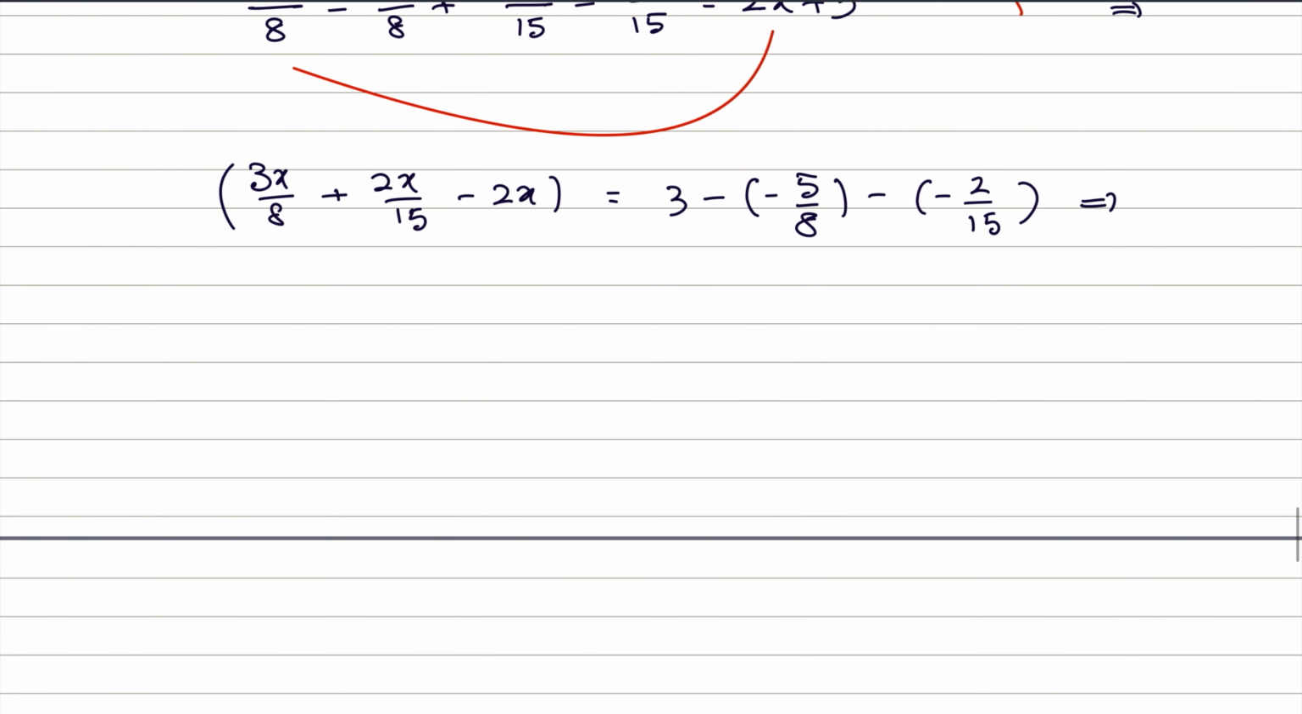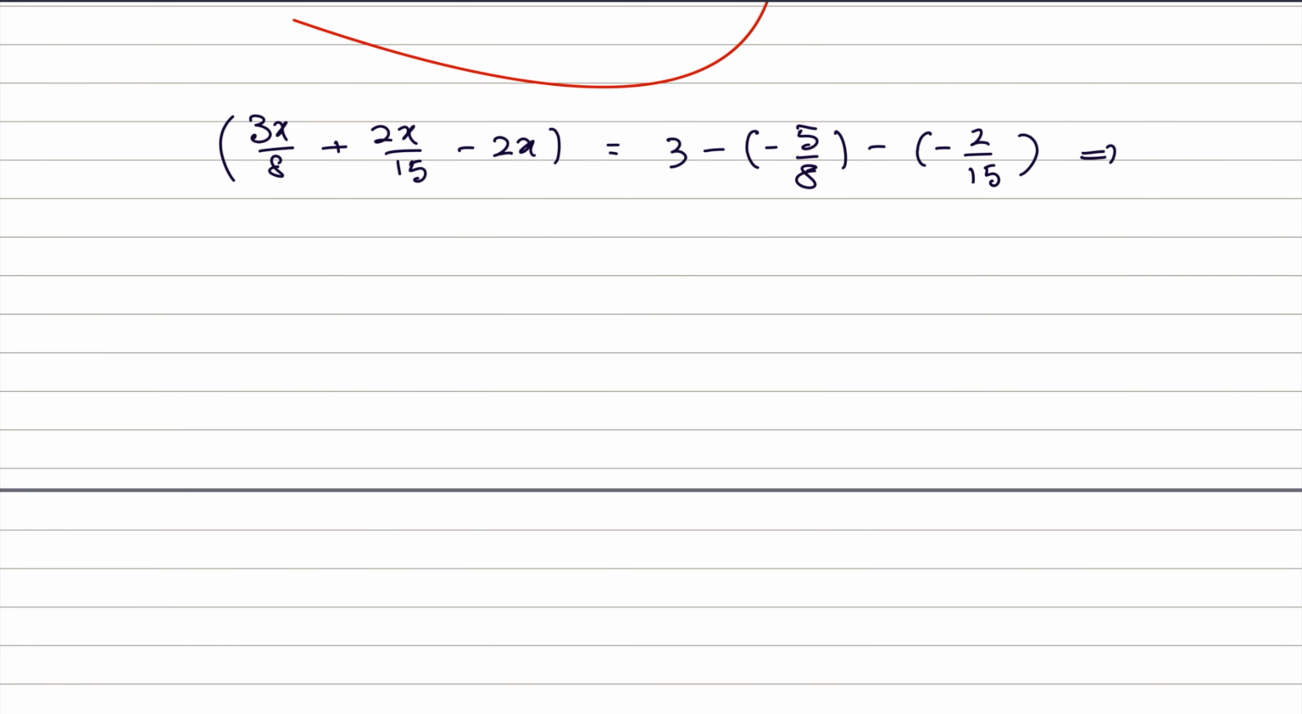That implies 3x by 8, x you take it as common, because that is a single variable, x we take it as common. x into 3 by 8 plus 2 by 15 minus 2 is equal to 3. Minus into minus, I have already told you, minus into minus is plus. Plus 5 by 8. Again minus into minus is plus 2 by 15.